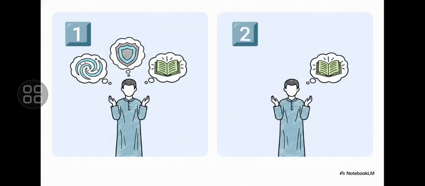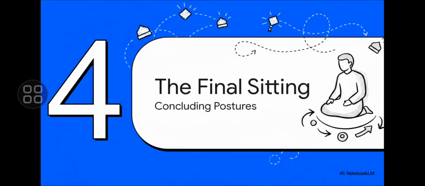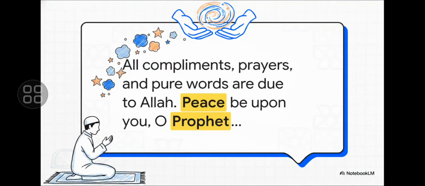Why? To maintain the seamless momentum and the uninterrupted flow of the worship. Section 4. The final sitting. So, after the second prostration, the worshipper sits and recites the Tashahhud. This is a text with massive historical and theological significance.